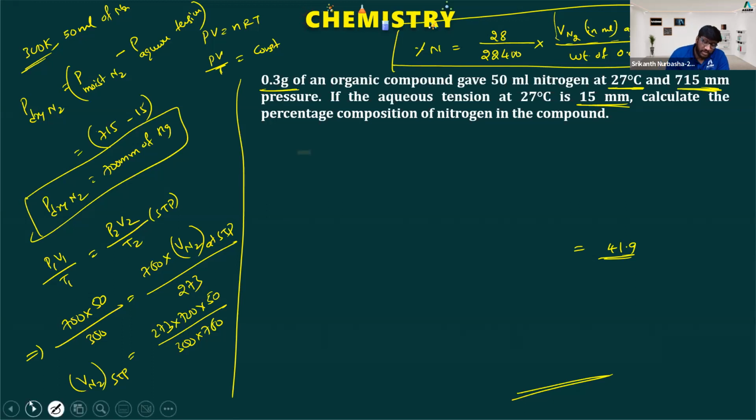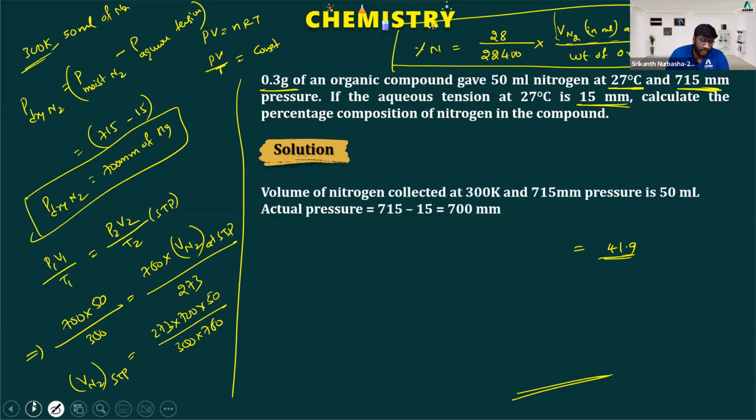So in the Dumas method, whatever nitrogen you have in the organic compound is converted to free nitrogen gas, N2. Right, students? Let us start with the discussion.